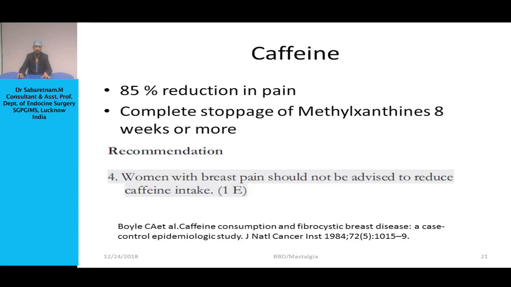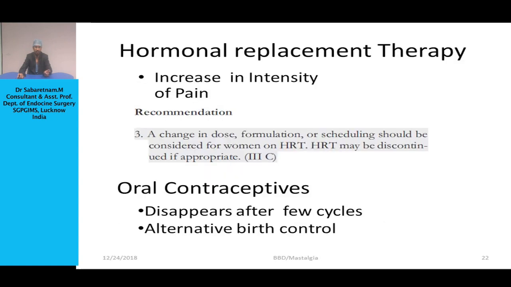And coming to Evion or vitamin E, 3 randomized control trials said no better than placebo, but Indian guidelines advocate this. So we use Trimosa as well as Evion as the first line. If the patient doesn't respond, we go to the second line. Coming to reduction of caffeine and theophylline intake, an 80% reduction of pain is there when there is a complete stoppage of methylxanthine.